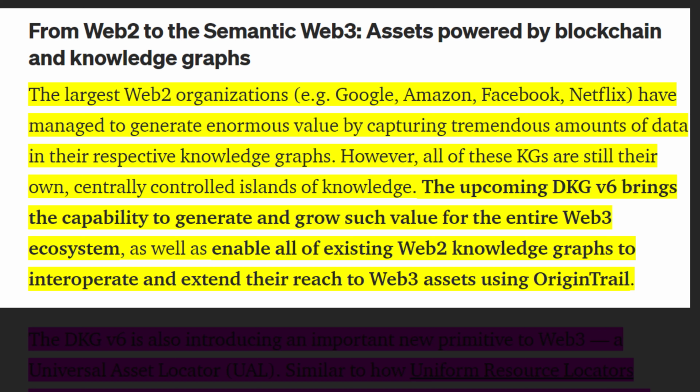The upcoming DKG version 6 brings the capability to generate and grow such value for the entire Web3 ecosystem, as well as enabling all existing Web2 knowledge graphs to interoperate and extend their reach to Web3 assets using OriginTrail. So when you think about what's happening here, OriginTrail is applying the same technology of Google, Amazon, Facebook, and Netflix, but to Web3. So we're arranging all of these NFTs, all of these physical assets that we just discussed, and we're putting them into the knowledge graph for Web3 in the sense that we know today.